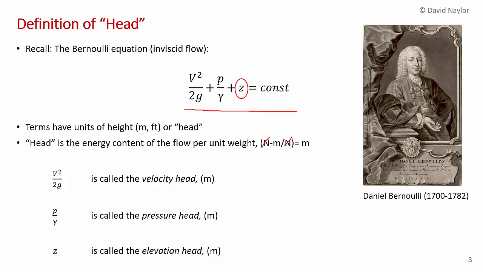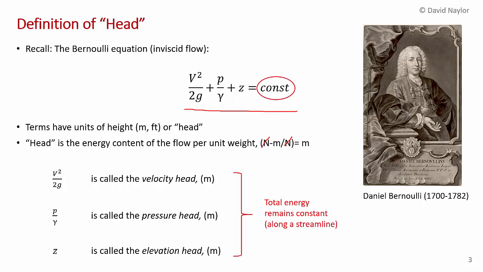Now in a Bernoulli flow, the kinetic energy plus the pressure energy plus the potential energy all add up to a constant along a streamline. Remember, Bernoulli's equation applies to frictionless flows or inviscid flows, flows without any viscosity, so there's no loss. So the energy content along a streamline remains constant.